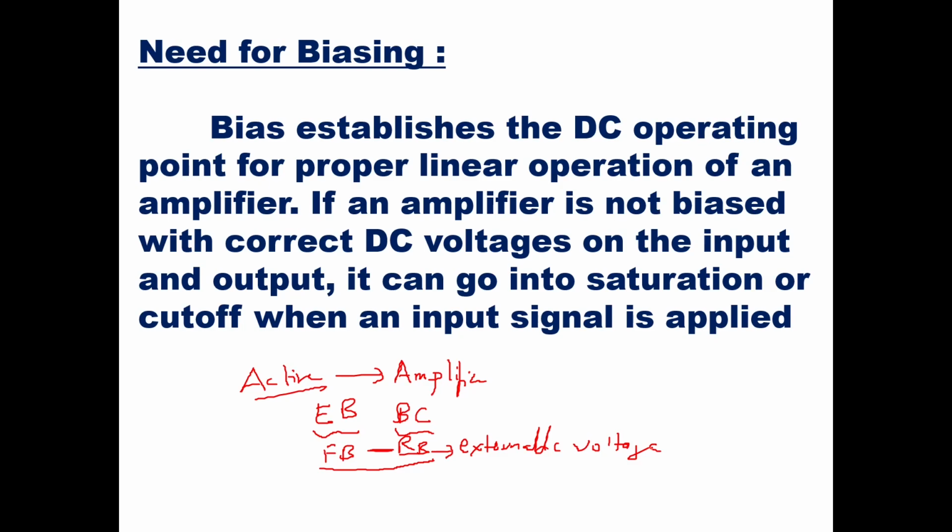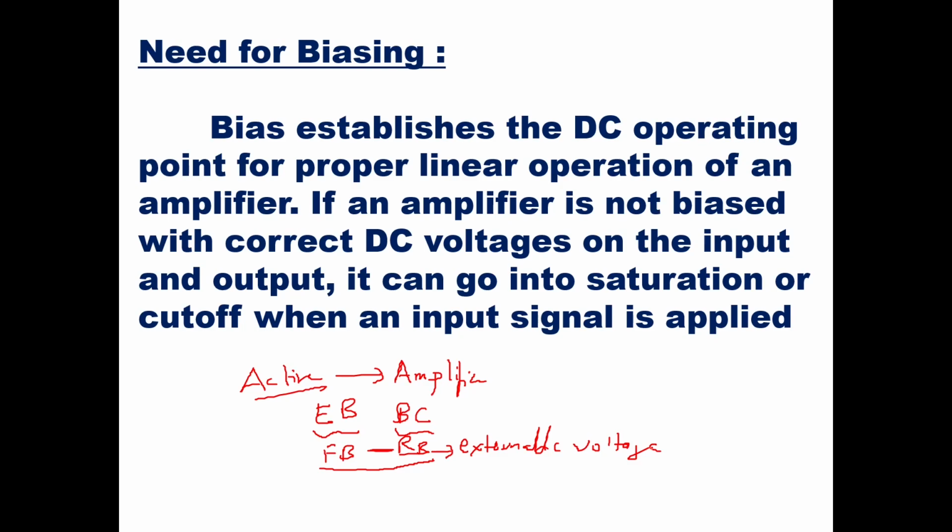When you intersect the load line with the output characteristics of the transistor, you can get the operating point, and that operating point will tell you in which mode or region the transistor is operating, whether it is operating in the active region, the saturation region, or the cutoff region. Again, we'll see the statement here. Bias establishes the DC operating point for proper linear operation of an amplifier.